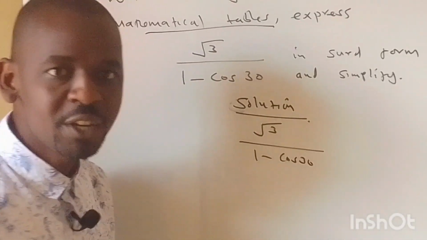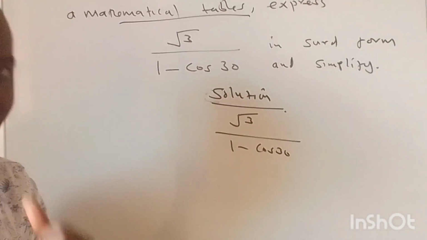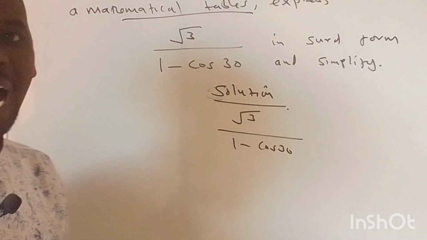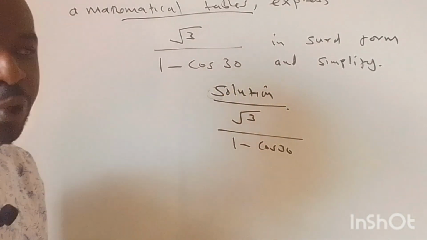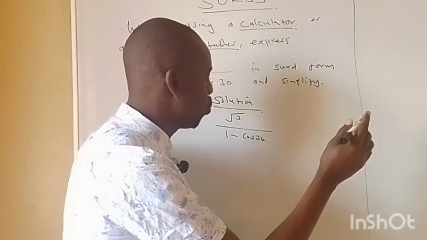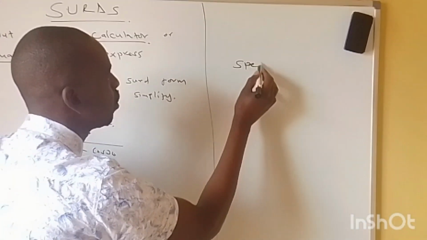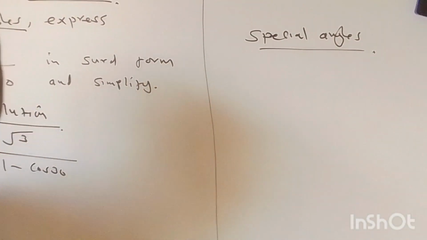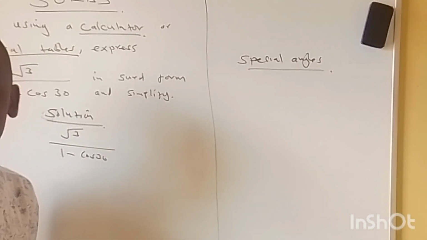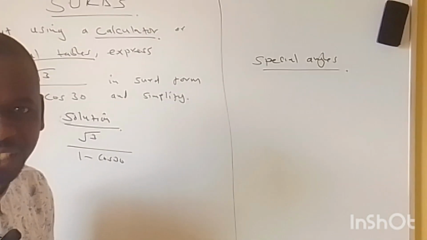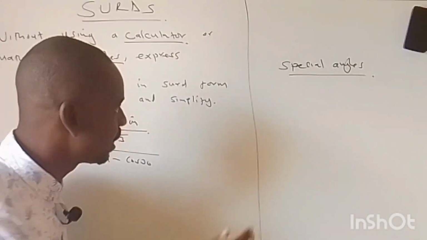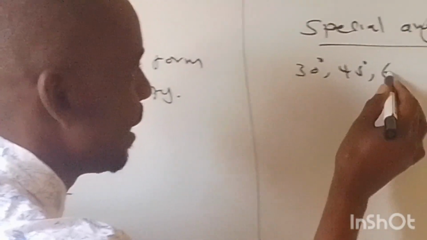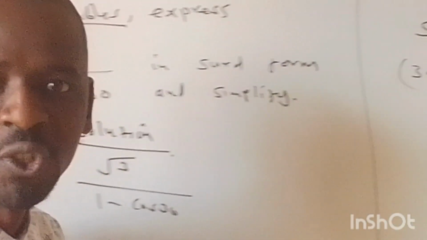Now, the cosine of 30. The question is that we are supposed to ask ourselves, how can you get the cos of 30 without using a calculator or a mathematical table? So I want to take you back to what we call the special angles. Which angles are special? What are these special angles that we're talking about? The special angles are the angles of 30, 45 degrees, and 60. These are the special angles.